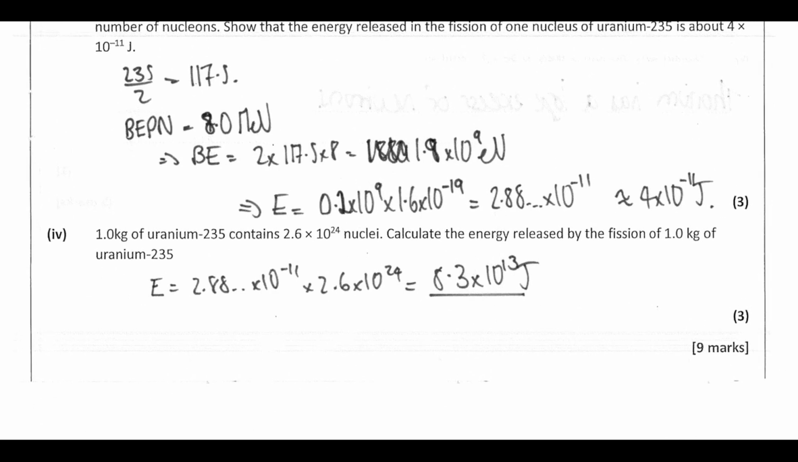So it wants to know how much energy is released by a kilogram of uranium. So if we multiply this number, the amount released per fission, by the number of nuclei that can undergo it, that would give us a total energy of 8.3 times 10 to the 13 joules, which you can see is a very large amount of energy. Nuclear fuel is very energy rich, which is one of the reasons it's such a good source of energy. Okay, so let's move on to the last question.